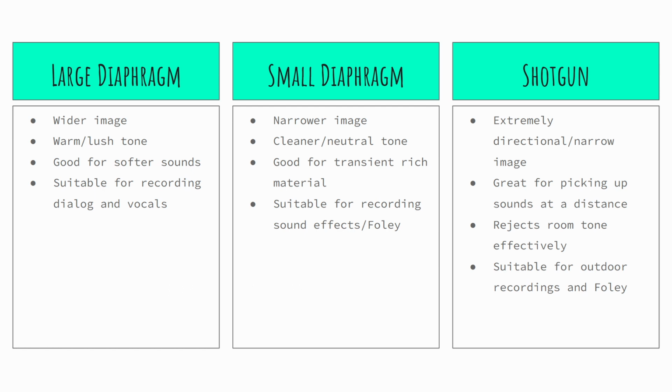Last, shotgun microphones produce an extremely narrow image, which makes them great for picking up sounds at a distance. Their extremely directional nature allows them to reject a great amount of room tone and makes them suitable for set recordings and Foley. If you ever wondered what mics they have attached to boom poles on film sets, these are the microphones. And this is actually the type of microphone that's attached to me now and you're hearing me from.